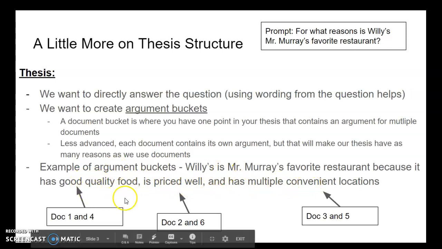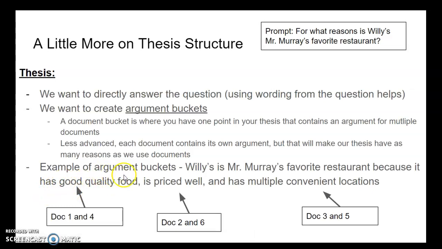Let's say that in these 6 documents, document 1 and 4 would be represented by good food quality. They're both similar in topic. They're both talking maybe about the good amount of food that Willie's gives. Second would be that it's priced well. Let's say there's 2 documents that are kind of linked about pricing. And then the third would have to deal with 2 documents linking about how this is convenient.